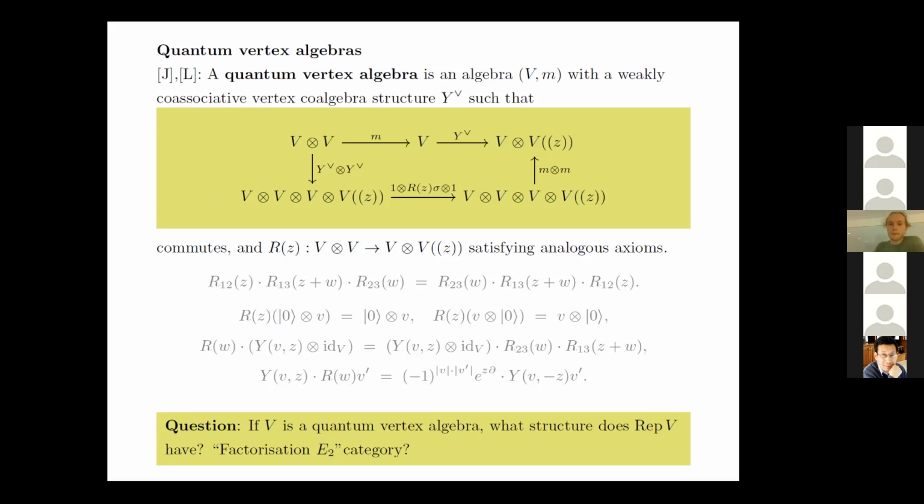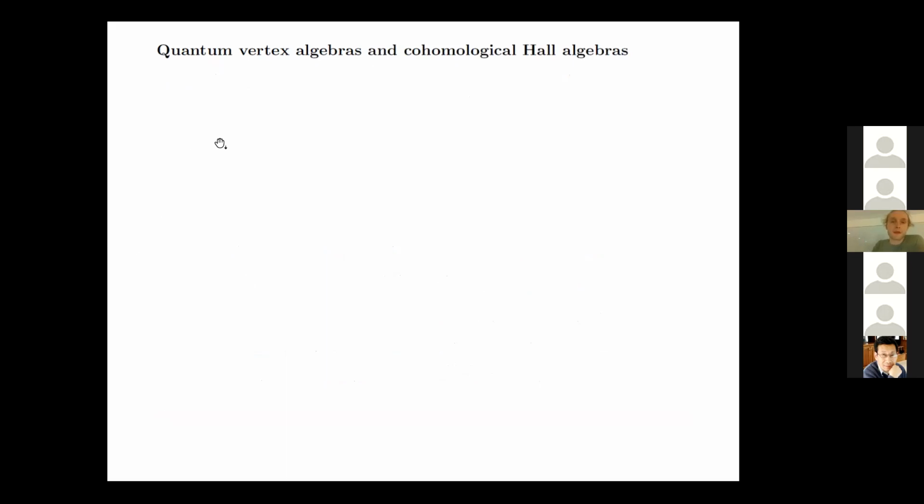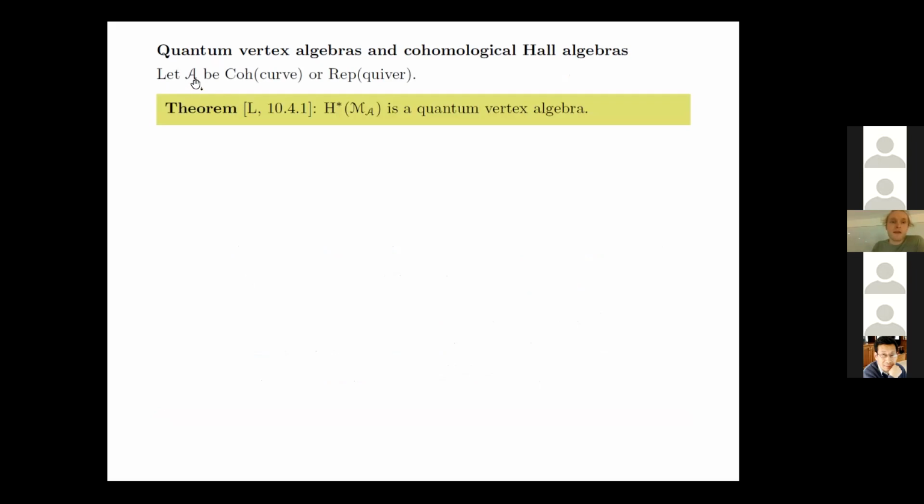All right. In that case, I will go to the main theorem. So let A be an abelian category, coherent sheaves on a curve or representations of a quiver. So it's a dimension 1 category. The cohomological algebra structure is defined, and a vertex coalgebra structure, which is not weakly co-commutative, is defined on the cohomology of the moduli stack. And then the theorem is that these two structures are compatible. So the cohomology of the moduli stack is a quantum vertex algebra.